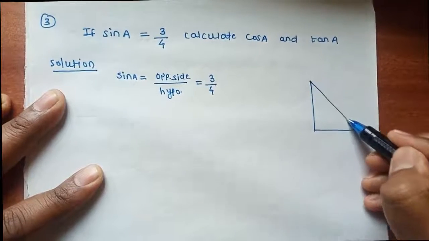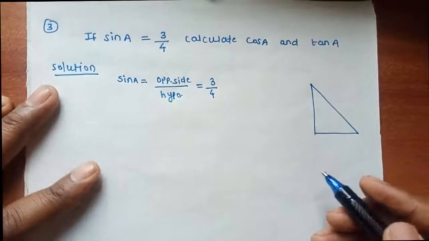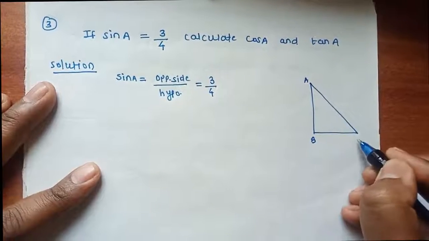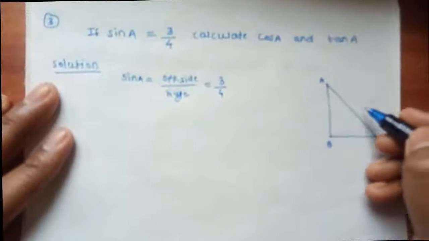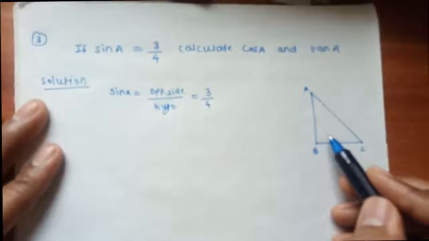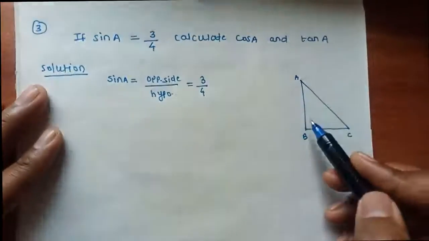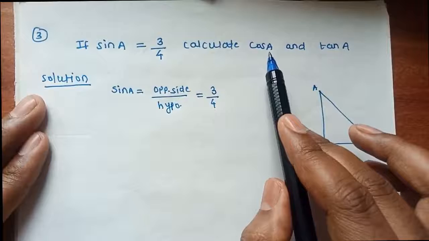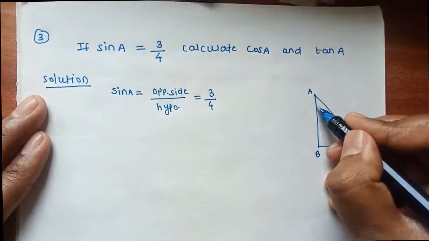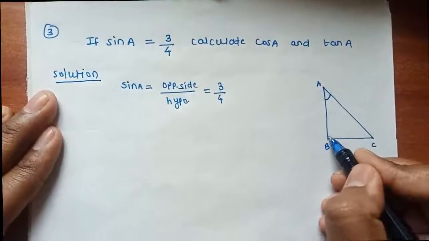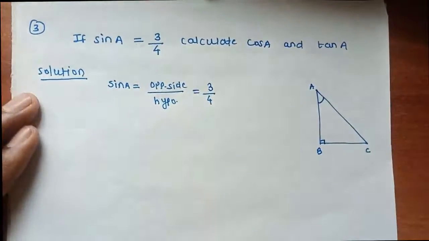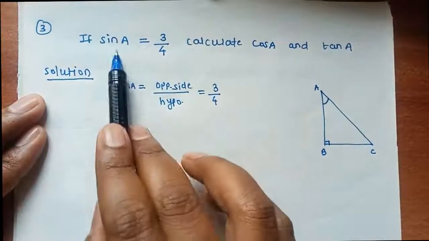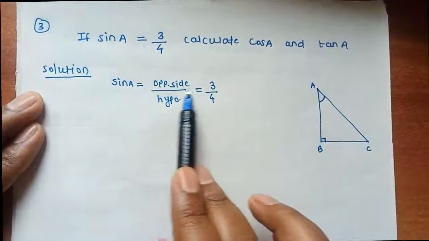So drawn here, and this is A, this is B, and this is C. So this will become the hypotenuse, this will become the opposite side of angle A, and this will become the adjacent side. Since I want all the values for only A, I will just take this angle. Now remember, opposite side upon hypotenuse is equal to 3 by 4, the sin A formula I wrote. So compare these values now.